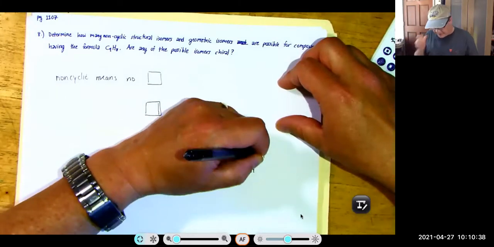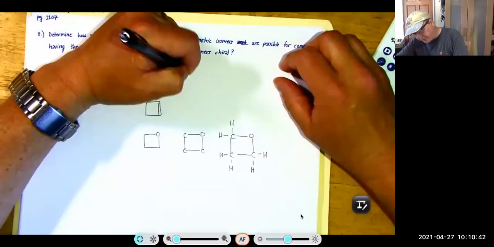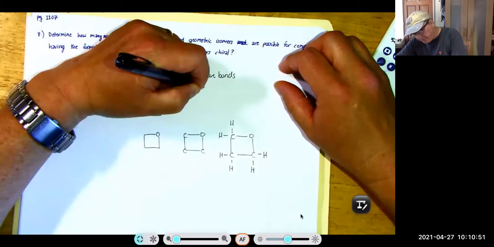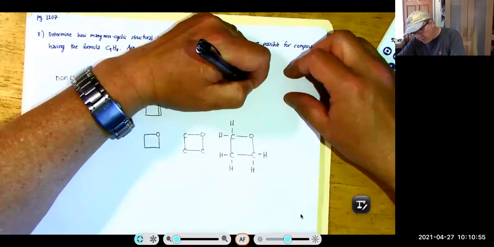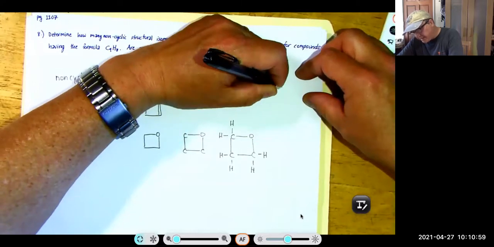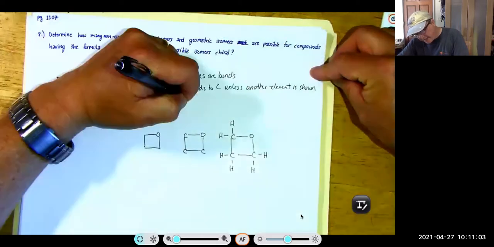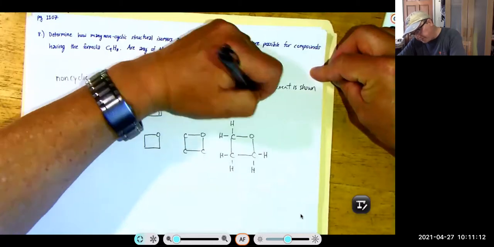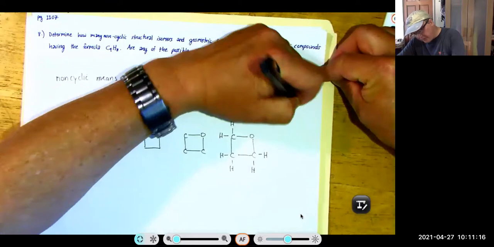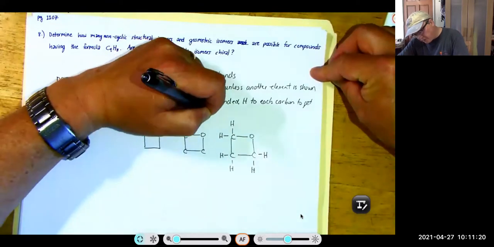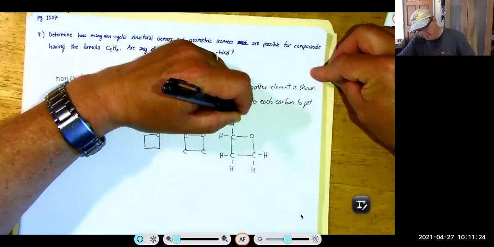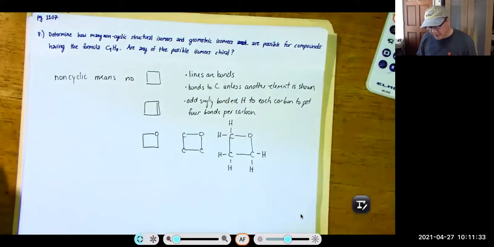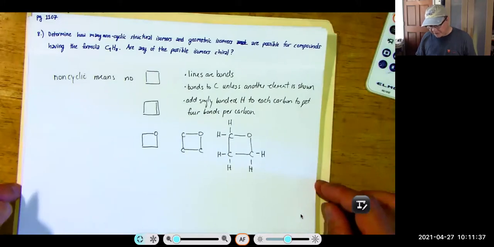So that's the interpretation of a line drawing. Lines are bonds. They're bonds to carbon unless another element is shown. And you add singly bonded hydrogens to each carbon to get 4 bonds per carbon. So that's how you interpret line drawings. It's that easy. Lines are bonds. The bonds are to carbon unless another element is shown. Add singly bonded hydrogens to each carbon to get 4 bonds per carbon.